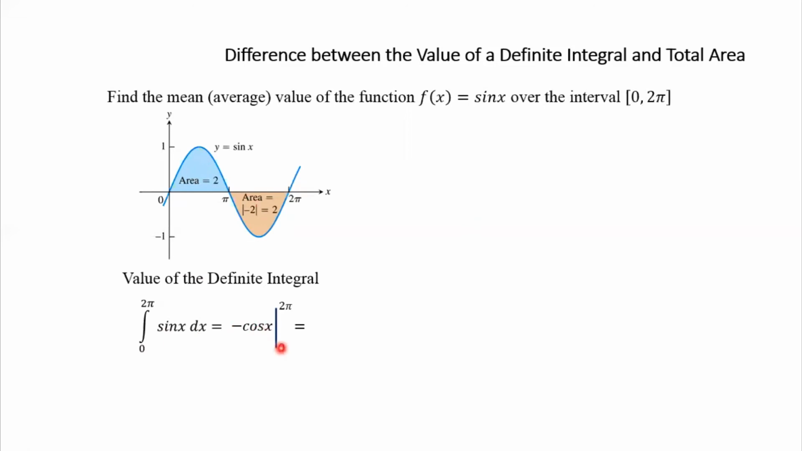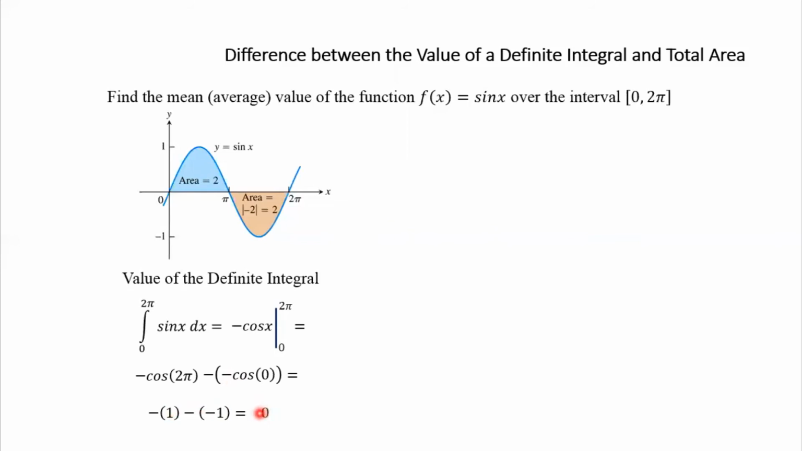Then we evaluate that one from 0 to 2 pi. Then applying the first fundamental theorem of calculus, we have negative cos of 2 pi minus negative cosine of 0, which is equal to... so what is negative cos of 2 pi? The value of cos 2 pi is equal to 1, so we have negative 1. While negative of cosine 0 here is 1, and there is a negative, so that's why we have negative 1. Then simplifying this one, we come up with the answer 0.